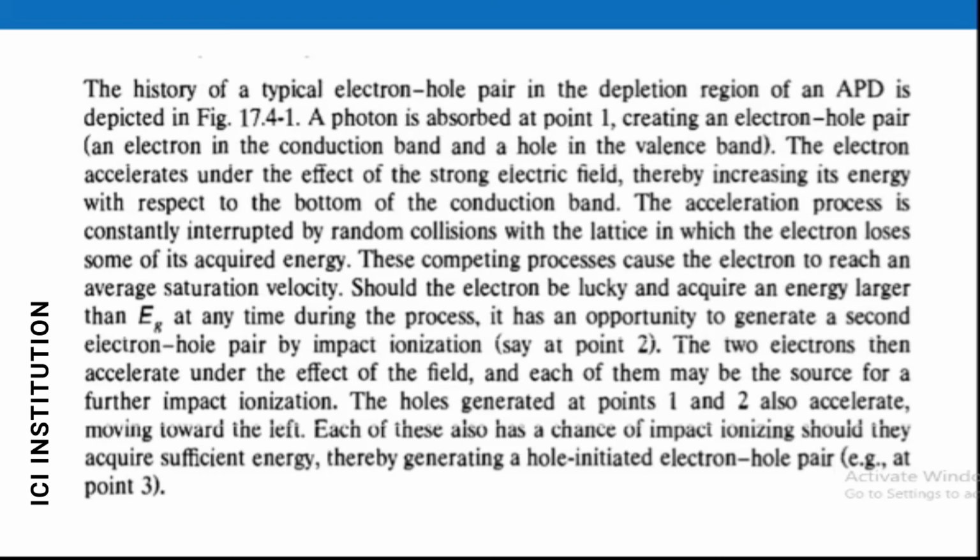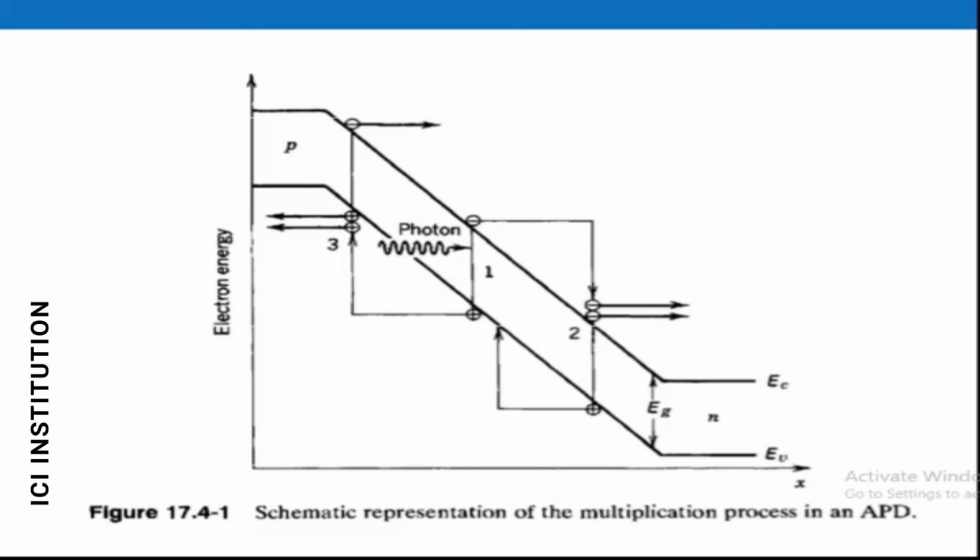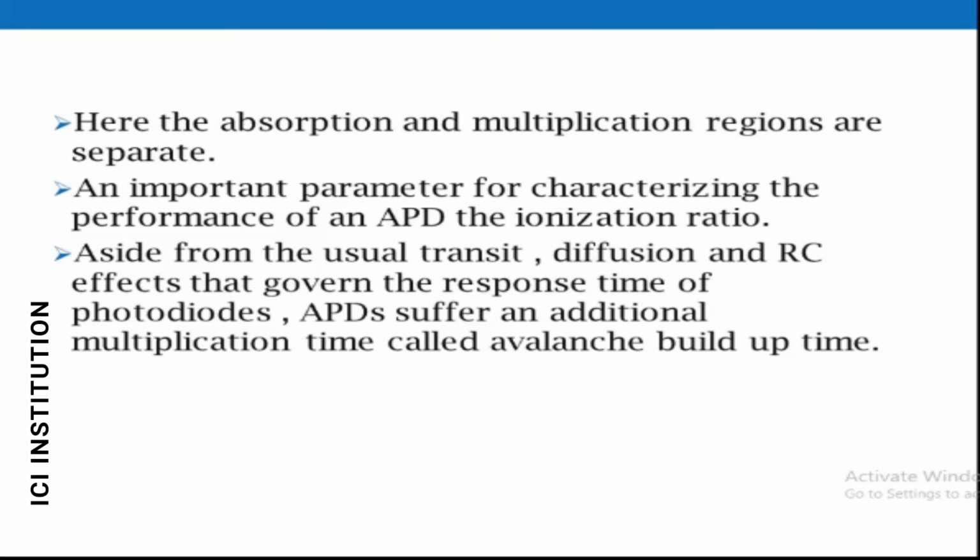Each of these also has a chance of impact ionizing should they acquire sufficient energy, thereby generating a hole-initiated electron-hole pair. Here, the absorption and multiplication regions are separate. An important parameter for characterizing the performance of an APD is the ionization ratio. Aside from the usual transit, diffusion and RC effects that govern the response time of photodiodes, APDs suffer an additional multiplication time called avalanche build-up time.